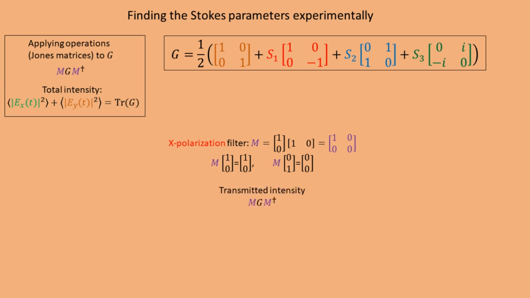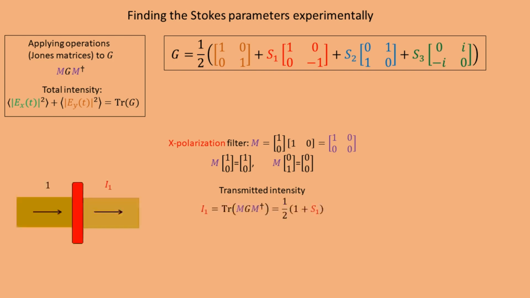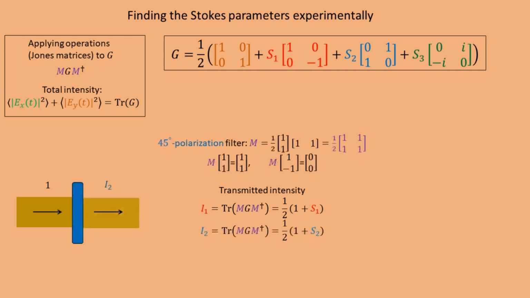If we multiply our general expression for the coherency matrix G with the Jones matrix M from the left and right side and take the trace of the result, we find that the total transmitted intensity is given by 1/2 times (1 plus S1). Similarly, we find that if we let the light pass through a diagonal polarization filter, the transmitted intensity is given by 1/2 times (1 plus S2).